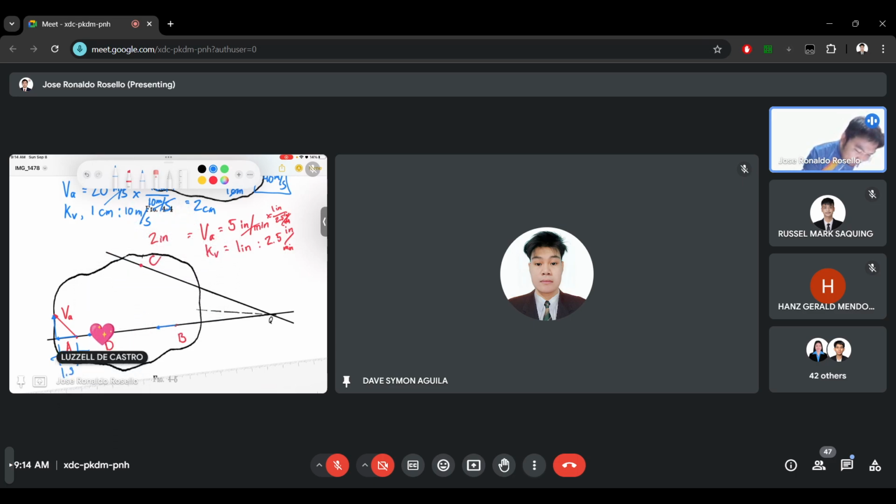Then this 1.3 will be copied here and also copied here. So that's why this is also 1.3 and this is also 1.3. All about the distance. Then, since velocity A is going upwards, the others also go upwards.